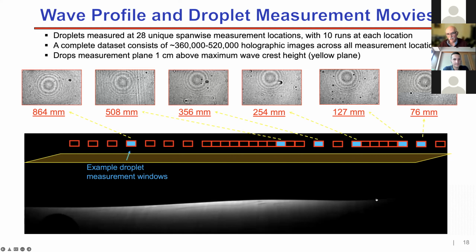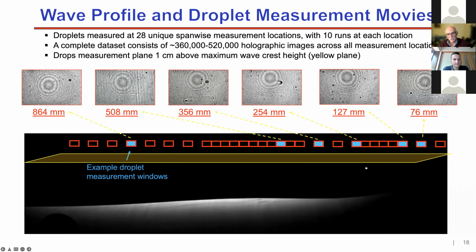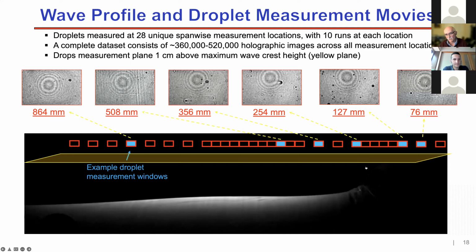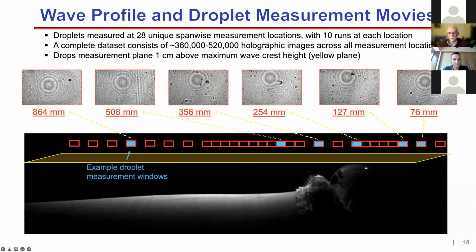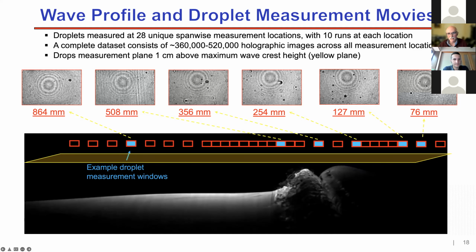There's a LIF movie of the breaker on the bottom, and here are shown the locations of all the measurements. They're measuring the droplets all the way across the width of the tank at this height. And here, the ones in blue, the movies that come with this for the holograms synchronized with the movie of the wave profile, are shown in this little animation. So the wave comes in from the right, and you can see the breaker there and the droplets that are generated going up in the air.